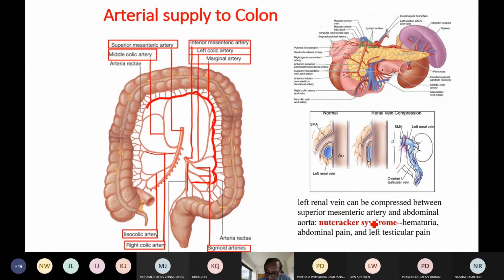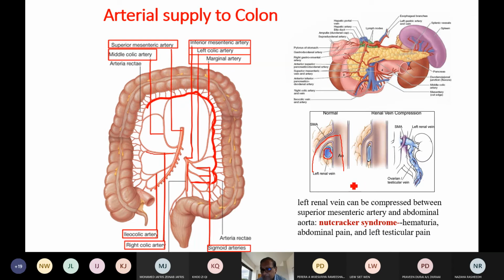Now, one important clinical thing I will state here. Suppose you look at the inferior part of the pancreas. In front of the third part of the duodenum, you find two vessels, the superior mesenteric artery and the superior mesenteric vein. But this superior mesenteric artery is actually arising from the abdominal aorta. So between the abdominal aorta and the superior mesenteric artery, there is a vein. This is called the left renal vein.